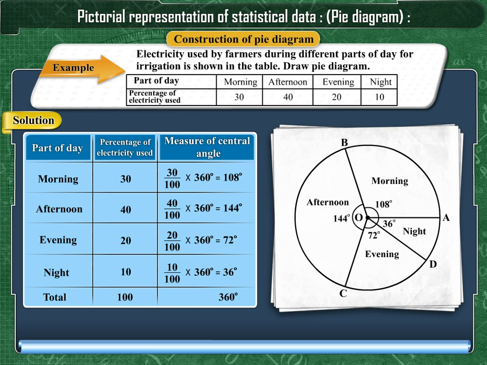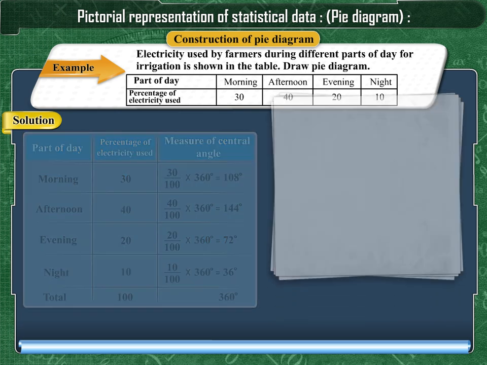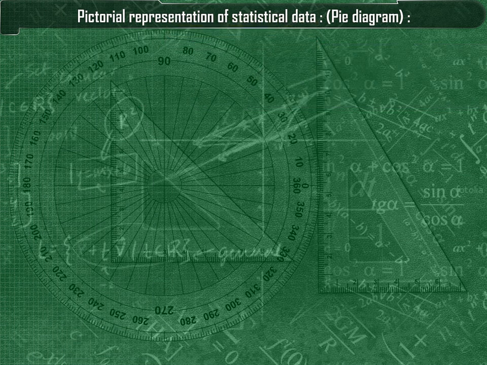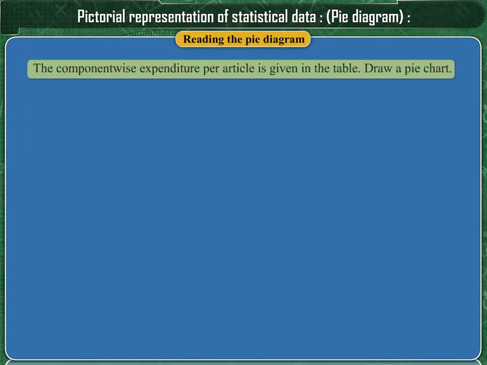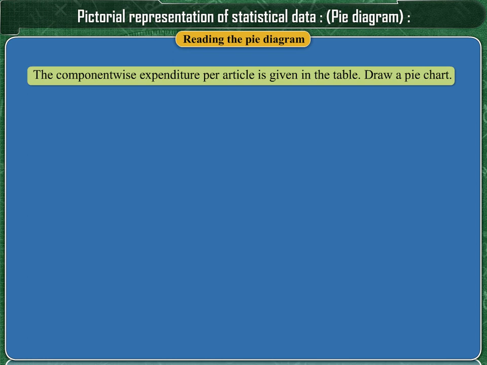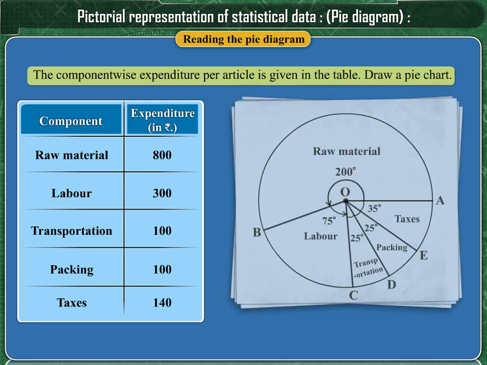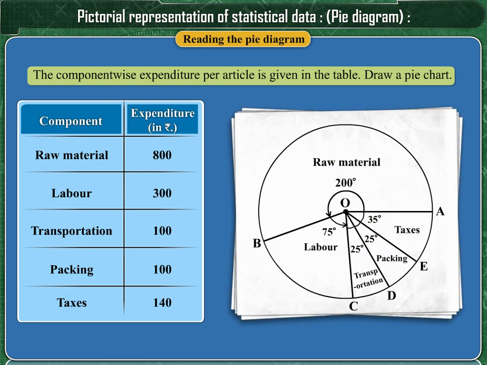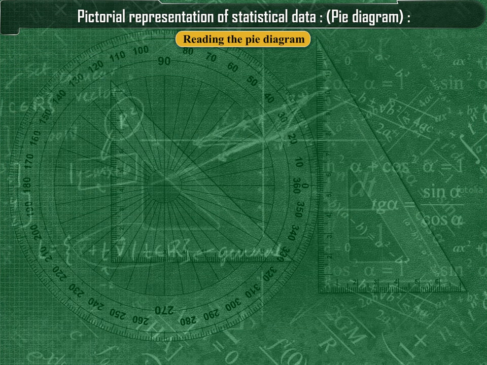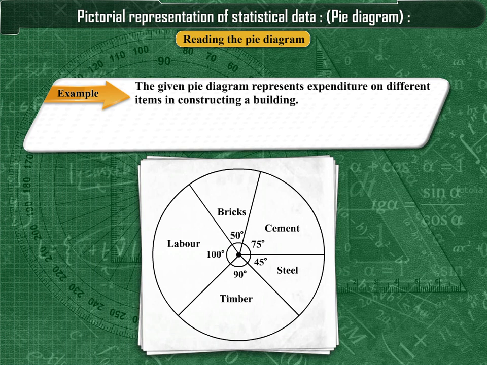The central angle theta representing the expenditure on bricks is of measure 50 degrees. Therefore, the expenditure on bricks is 50 upon 360 into 5,40,000, which on simplification is equal to ₹75,000. Next, we have to find the expenditure on labor. The central angle representing expenditure on labor is 100 degrees. Hence, the expenditure on labor is 100 upon 360 into 5,40,000, which on simplification is equal to ₹1,50,000.